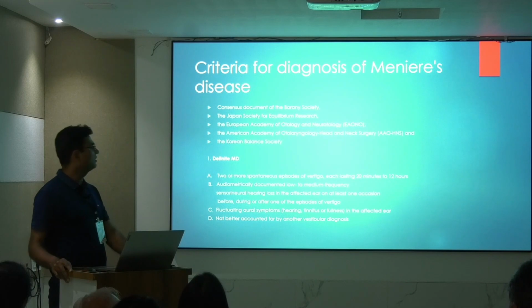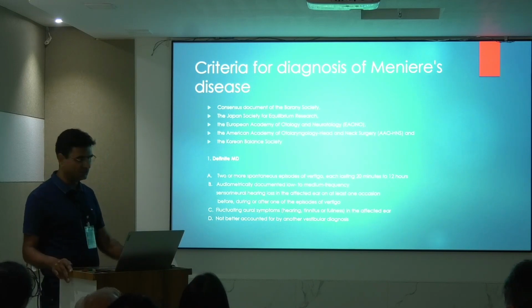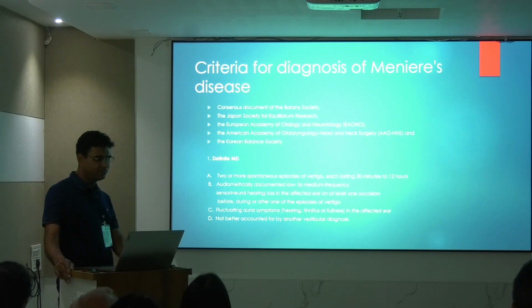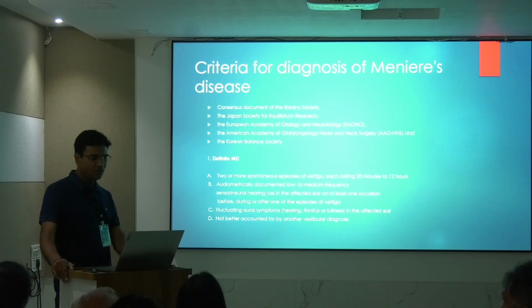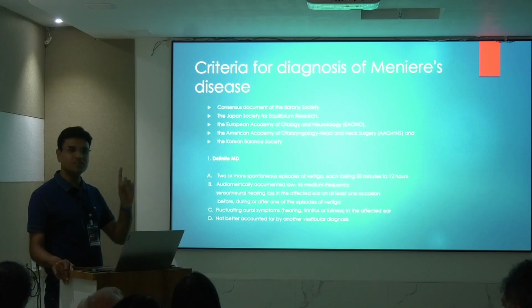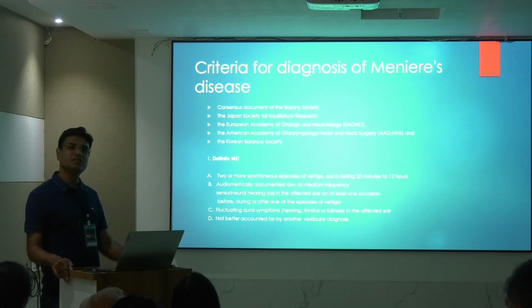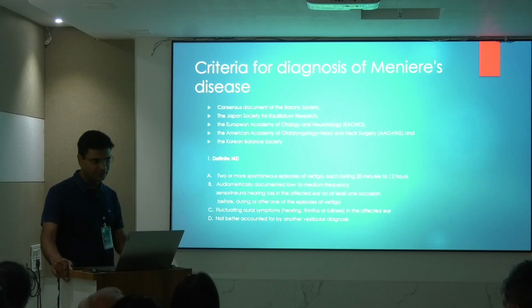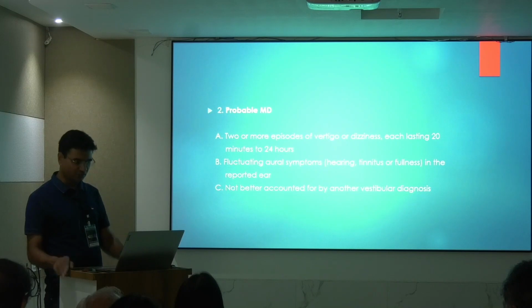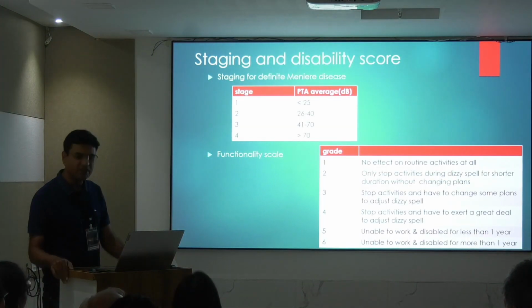The Barany Society, the international society working on vestibular research, has given the criteria for the diagnosis of Meniere's disease, like definite Meniere's disease as well as probable Meniere's disease. In definite Meniere's disease, there are 2 or more episodes of vertigo lasting from 20 minutes to 12 hours, audiometrically proven sensorineural deafness at low to mid frequency on at least 1 occasion of giddiness, and fluctuating symptoms of hearing, deafness, tinnitus, not better accounted for by any other diagnosis. While in probable Meniere's, the only missing point is documented audiometrically proven hearing loss. The rest remain similar.